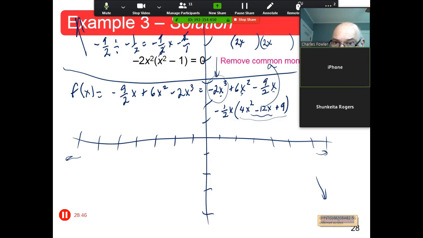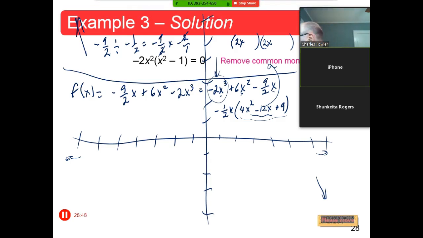Now, I still say that I've got 11 participants. 1, 2, 3, 4, 5, 6, 7, 8, 9, 10, and I'm the 11th. So I think we got everybody.